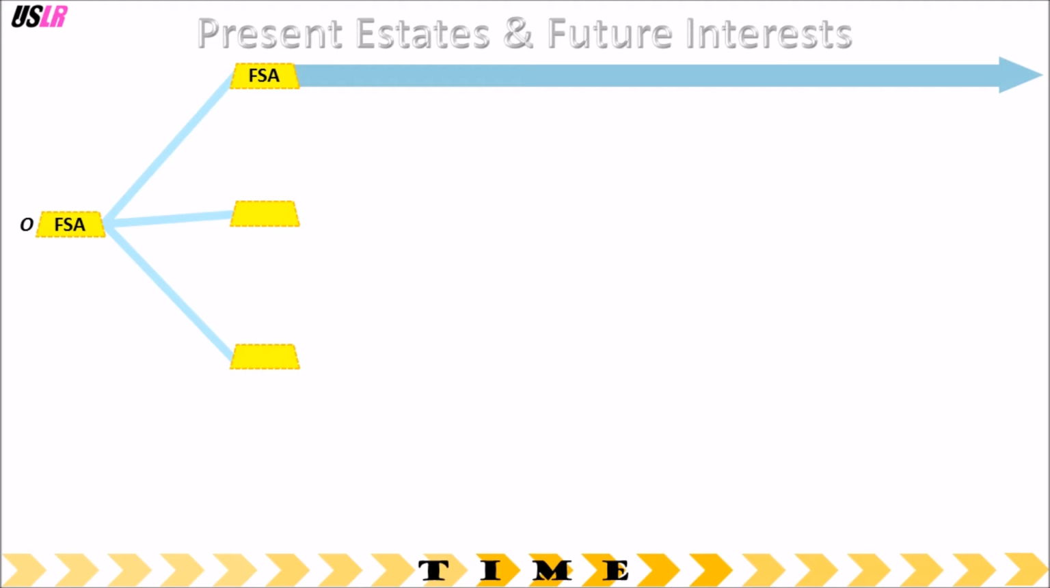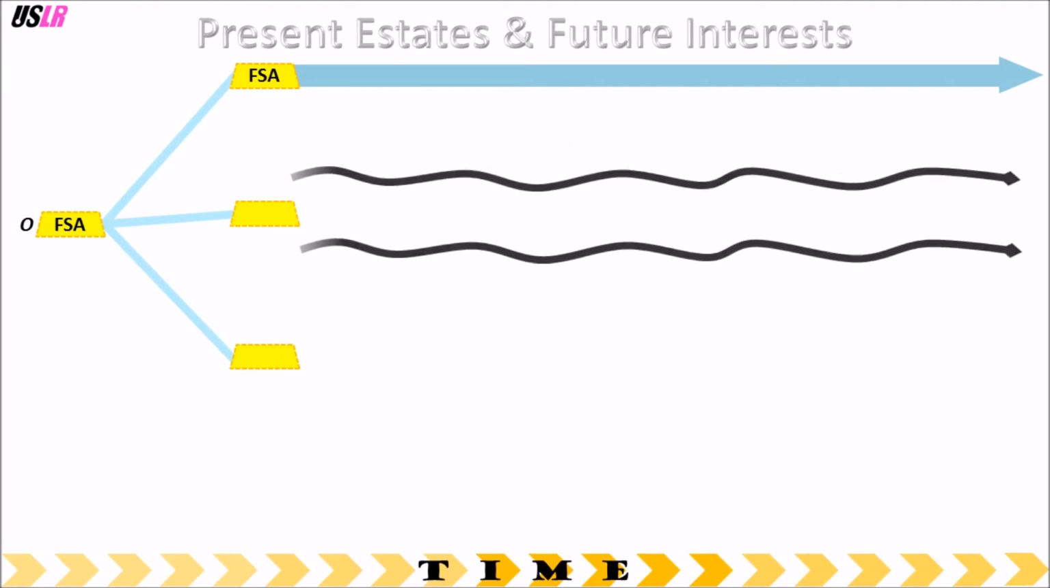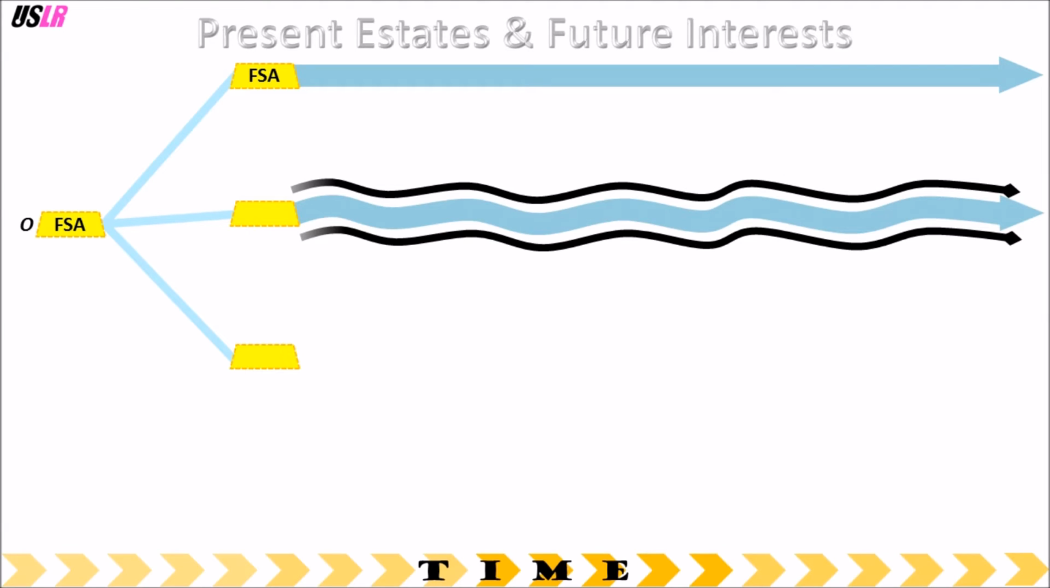The second way that O can transfer land is with a restriction, where the restriction is in the form of a condition. This is called the defeasible fee. The transferee can own the land forever, but there is a condition. For example, if the transferee ever drinks alcohol on the land, then the transferee loses the land. The defeasible fee has three variations.